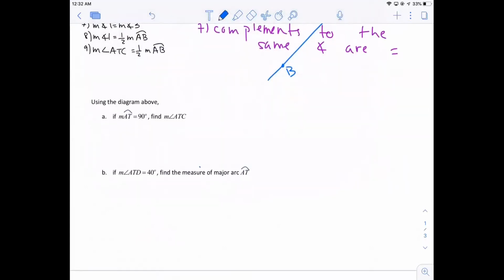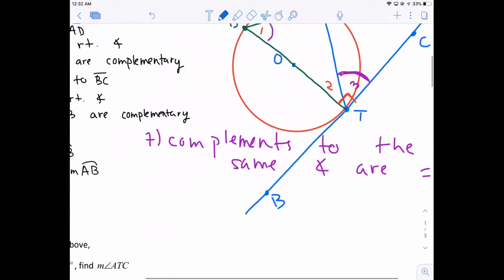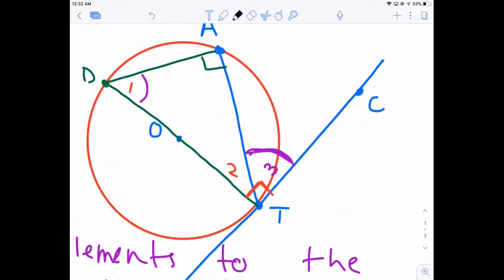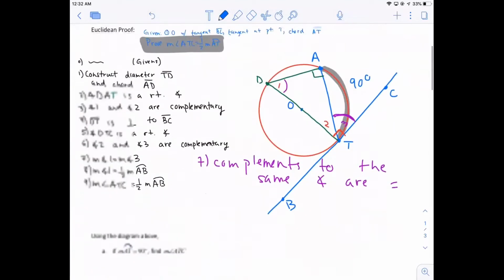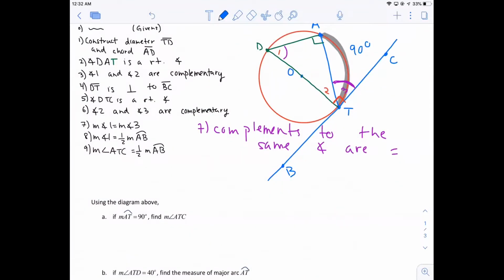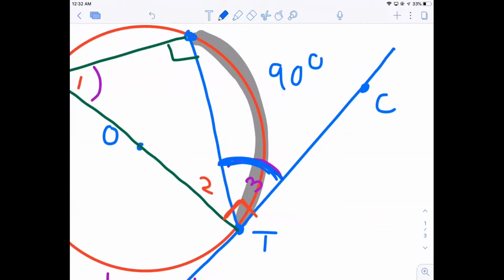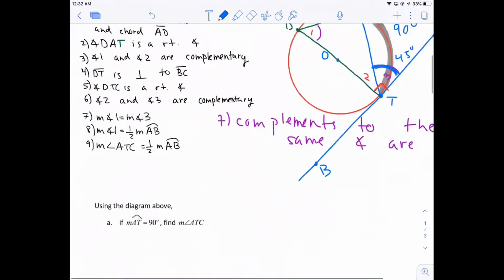So let's use this theorem to answer a couple pretty simple questions. If the measure of arc AT is 90 degrees, find the measure of angle ATC. So if the measure of arc AT, all right, here's AT, if this here were 90 degrees, find the measure of angle ATC. So if that were 90 degrees, this would be half of 90. This would be 45 degrees.